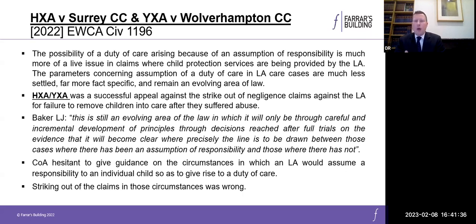So the question is, how is that something more? And that's the language that's used in the cases. How's that something more to be described? How's it explained or exemplified? And as you can see on the quotation in the slide, I think it's from paragraph 105 of the judgment, this is an evolving area of the law. Full trials on the evidence will be needed for it to become clear where precisely that line is drawn. So novel cases and striking out of claims in local authority abuse, personal injury actions are much less likely, and striking out of the claims in HXA and YXA was incorrect.